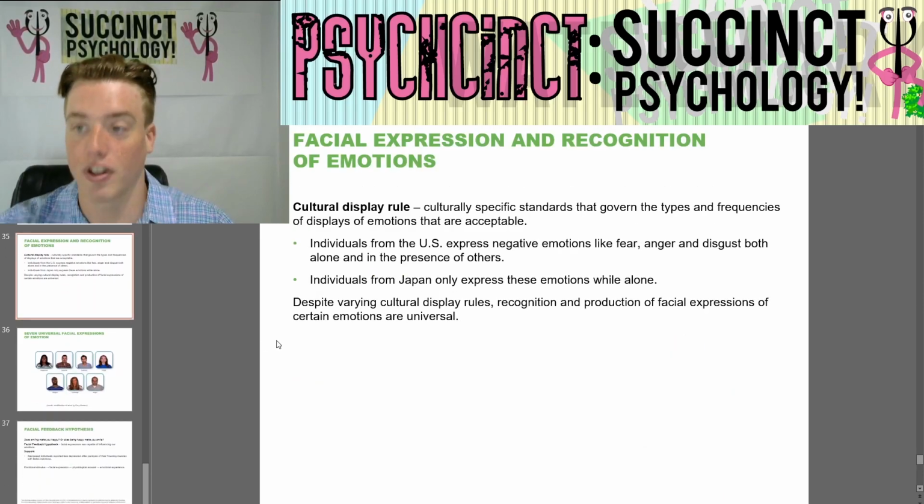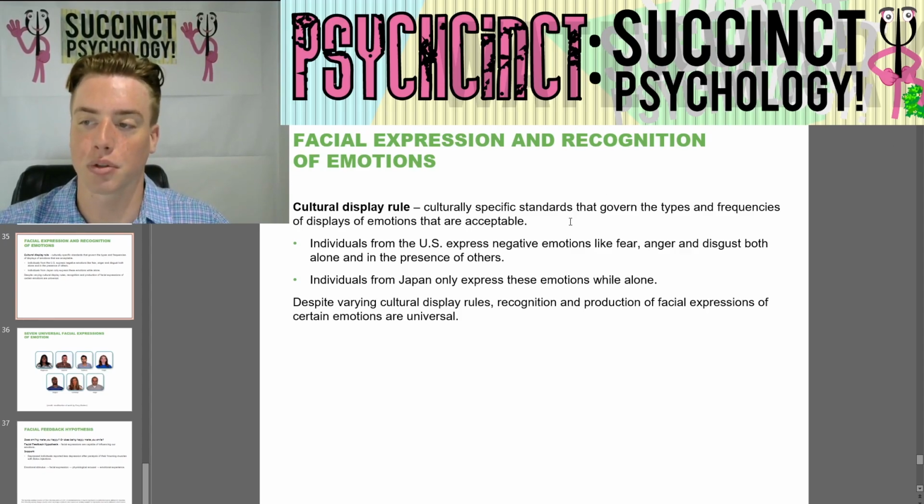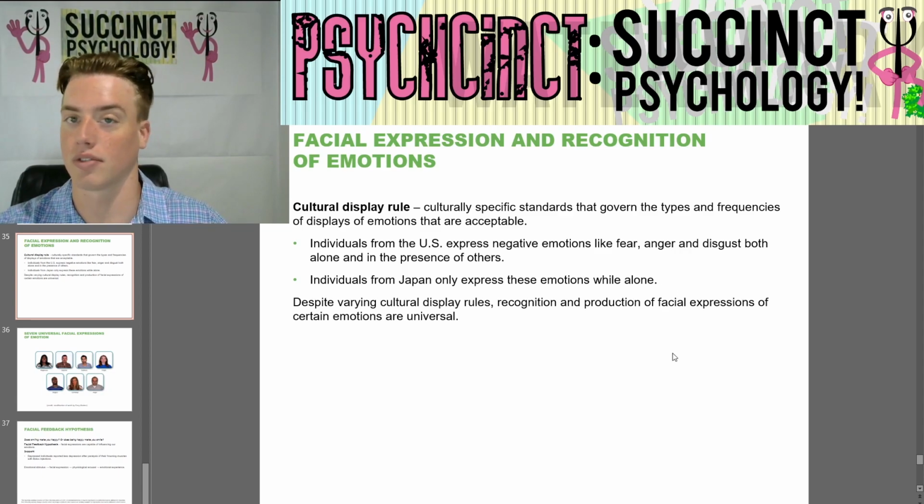All right, so facial expressions and recognition of emotions. So, cultural display rule: culturally specific standards that govern the types and frequencies of displays of emotions that are acceptable. Individuals from the US express negative emotions like fear, anger, and disgust, both alone and in the presence of others. Now, individuals from Japan only express these emotions while alone. Despite varying cultural display rules, recognition and production of facial expressions of certain emotions are universal.